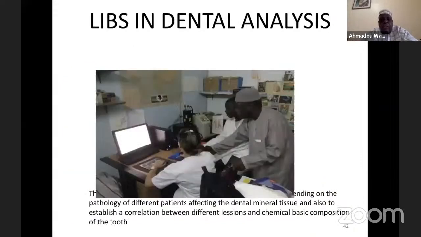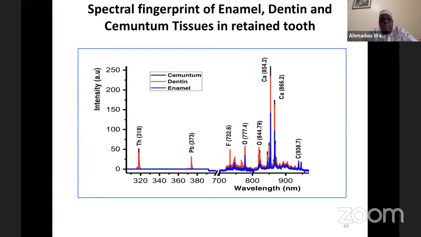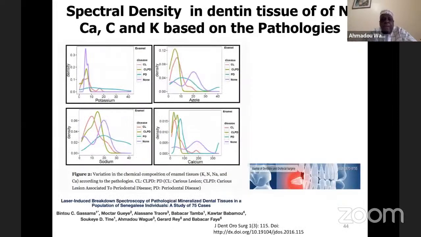This is the laboratory. This is also the application we have done in dental analysis. We have a collaboration with a medical faculty, and the girl is a student from Morocco who was working in my laboratory on the LIPS system. This is the spectrum of the cementum, the dentin, and the enamel with LIPS spectroscopy. Here we have some spectral fingerprint of nitrogen, of calcium, of carbon, and potassium based on the pathology which are in the teeth.